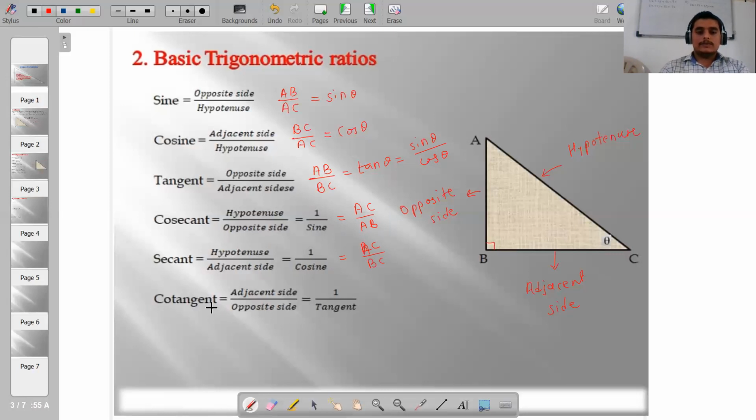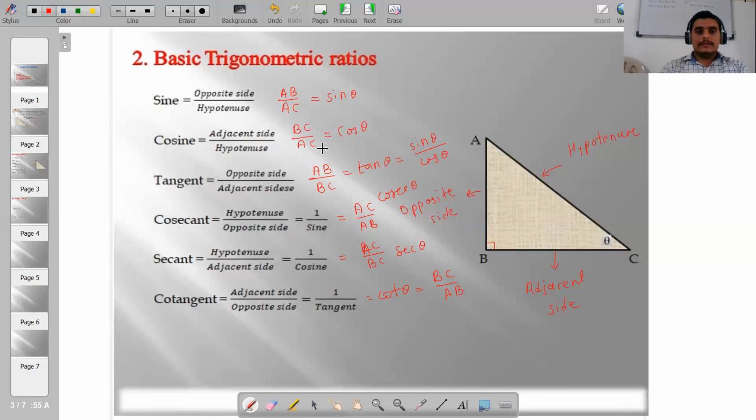And finally, cotangent is the reciprocal of tangent, shortly also known as cot theta. And from the figure, we will write it as BC upon AB. These are the basic trigonometric ratios. Here, the short form of cosecant is cosec theta. Then for secant, it is only sec theta, and for cotangent, it is cot theta.